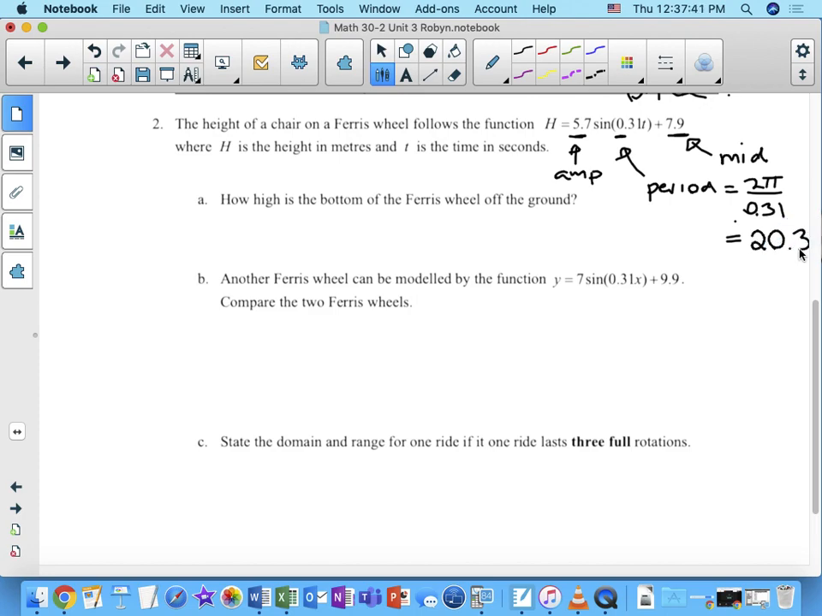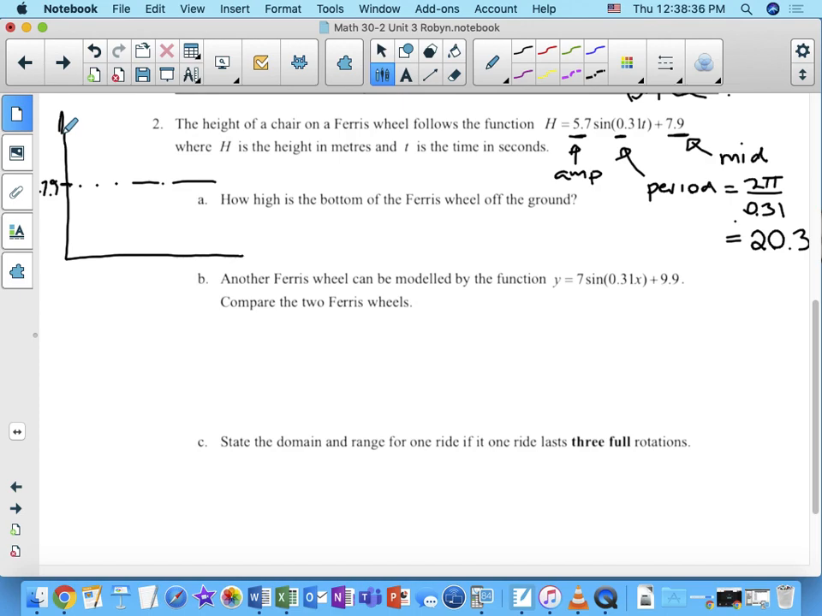All right, so we can kind of imagine what that might look like on a graph. And in fact, even though we can look at it on a calculator, and we might do that in a second, I'm just going to think about this. So my midline is at 7.9, so let's just put in 7.9. My amplitude is how high the wave would go, or how low the wave would go above or below the midline. So the amplitude is 5.7. So if it's going to go 5.7 up from 7.9, how high will it go up to the very top?